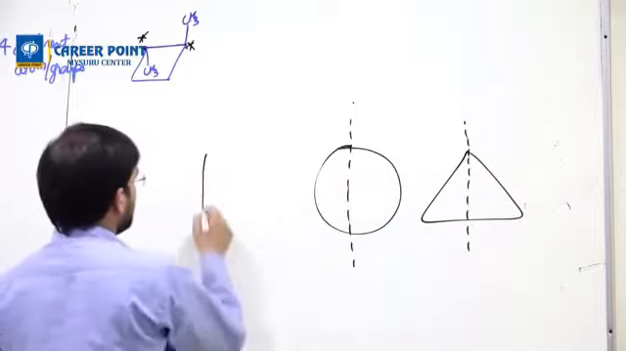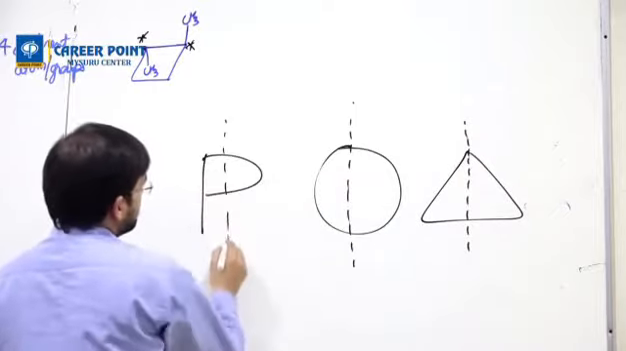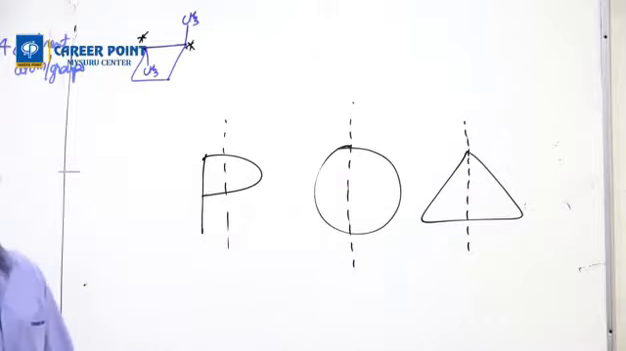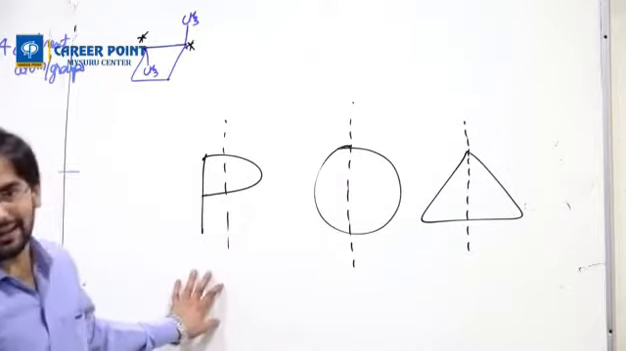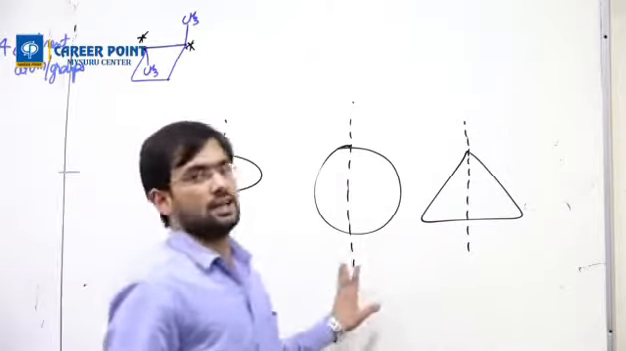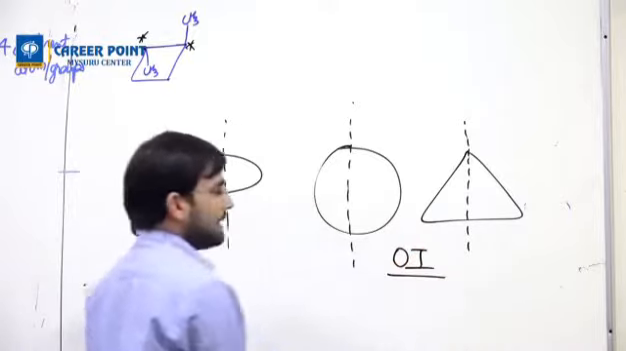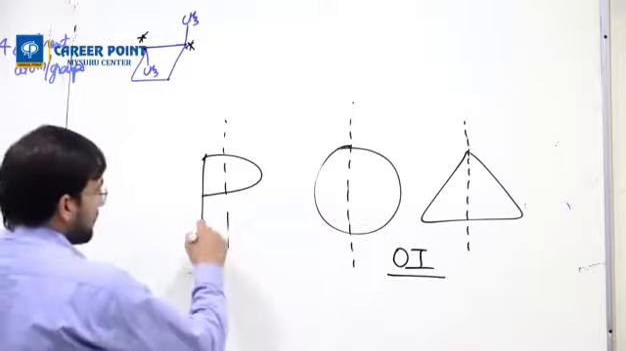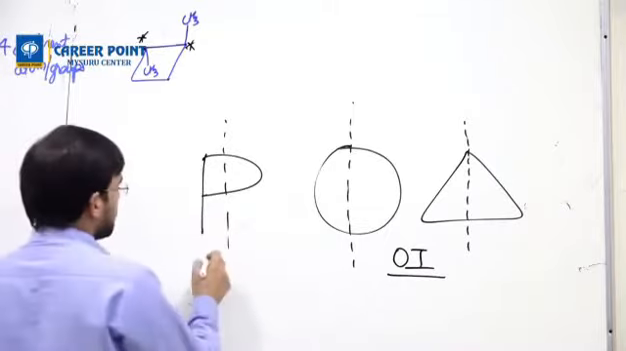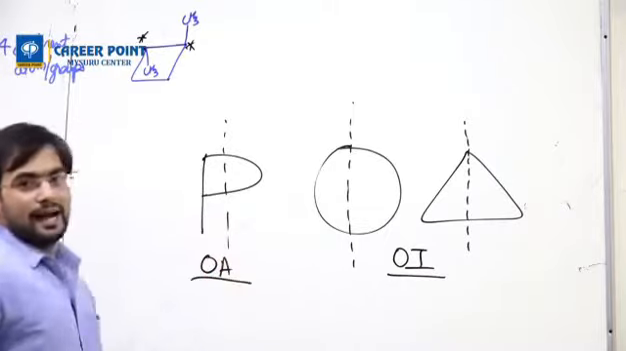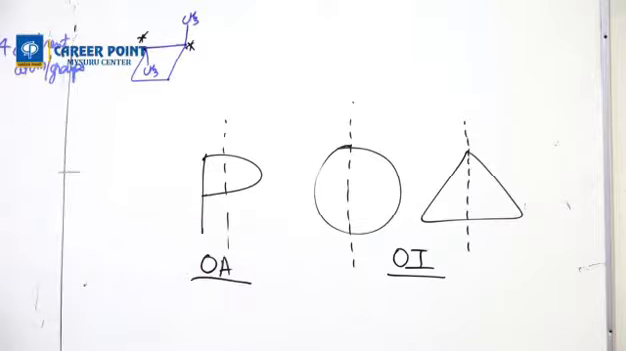But if you take a capital P and cut like this, will you get equal parts? Here you won't get equal parts, right? Here you are getting equal parts. If you are getting equal parts, the molecule is optically inactive, and if you are not getting equal parts, the molecule is optically active. So you need to cut and find whether it's optically active or inactive.